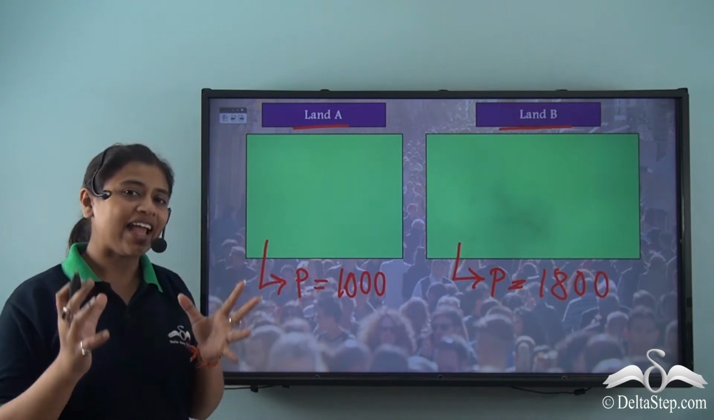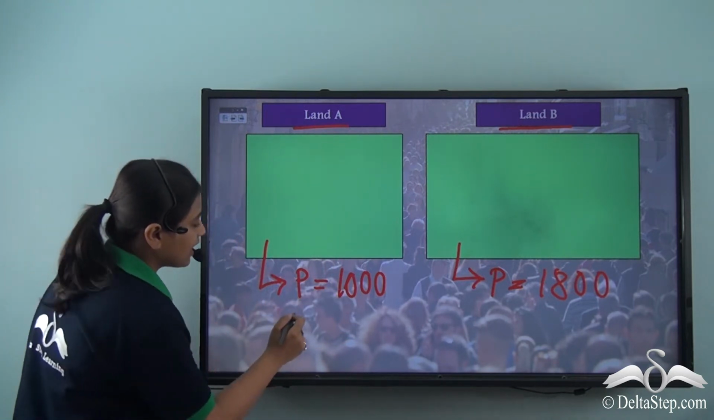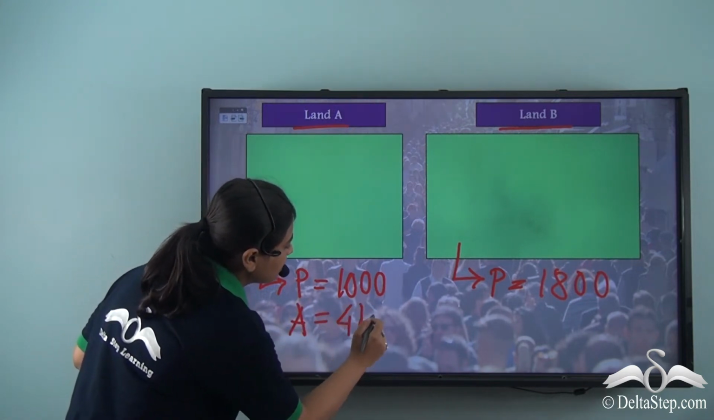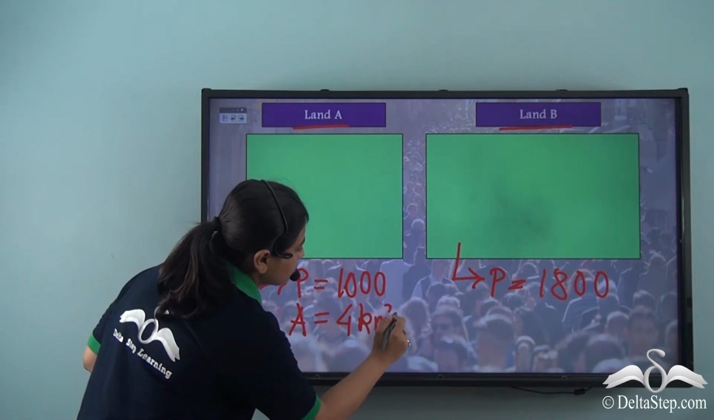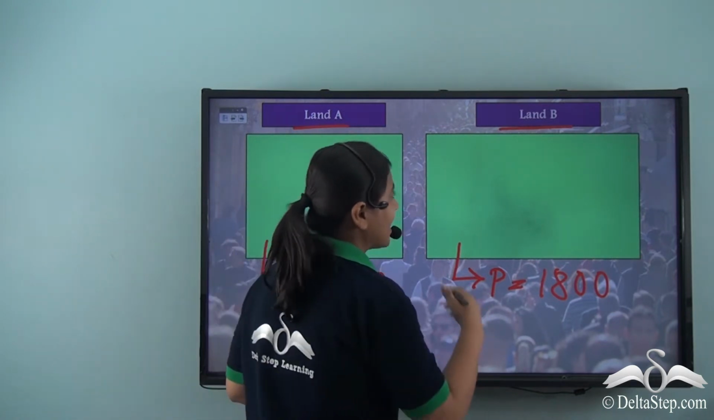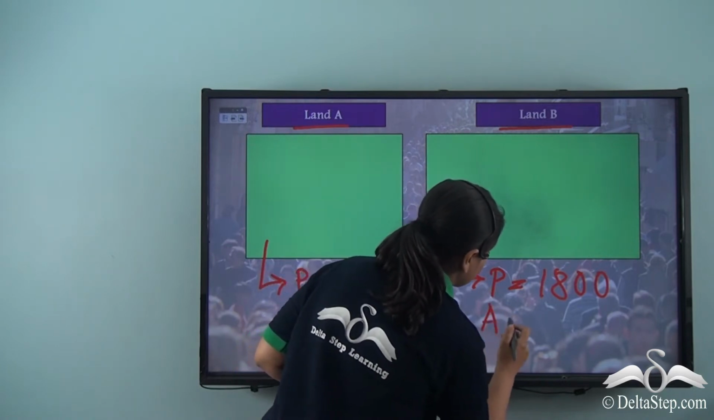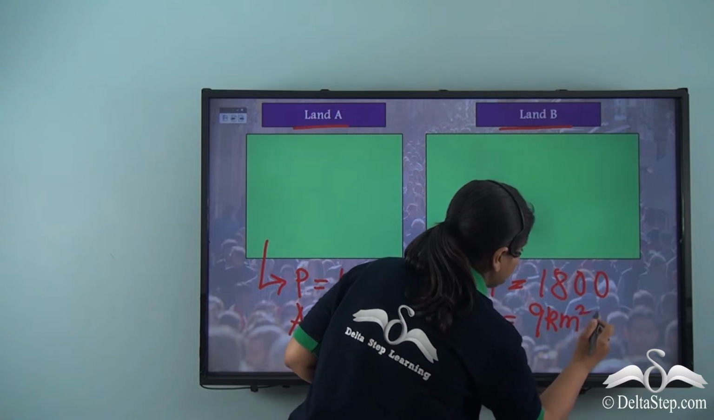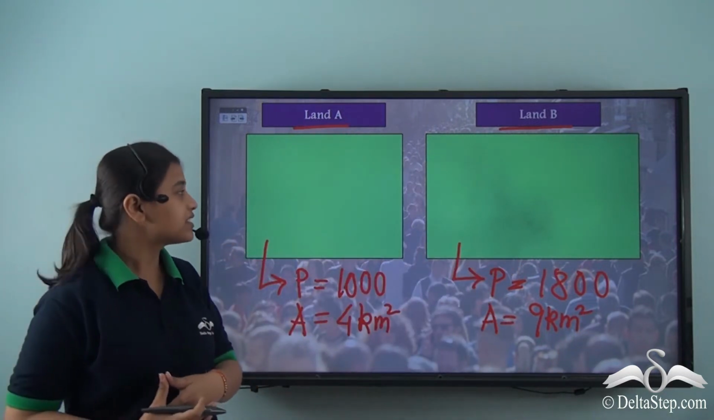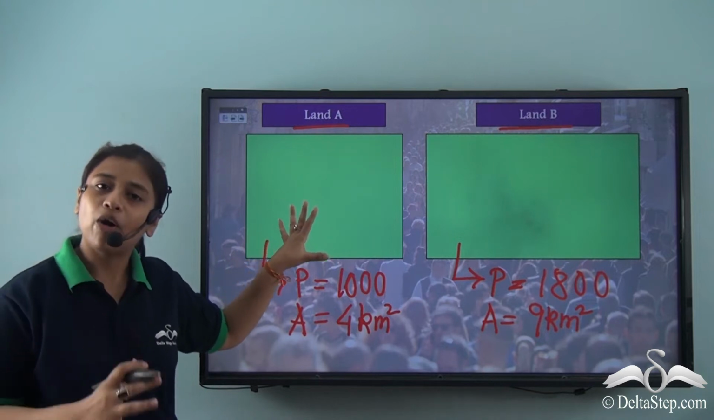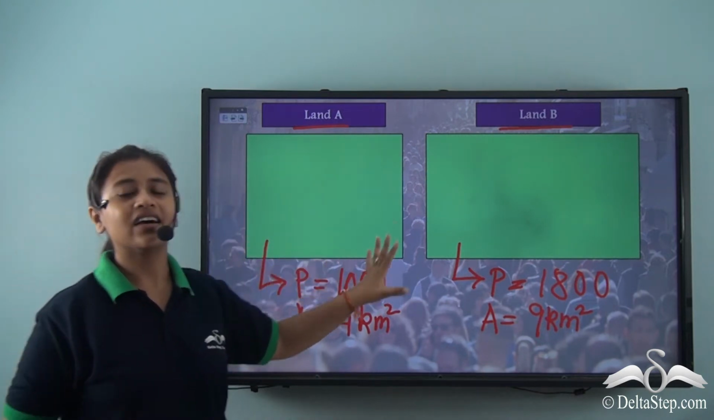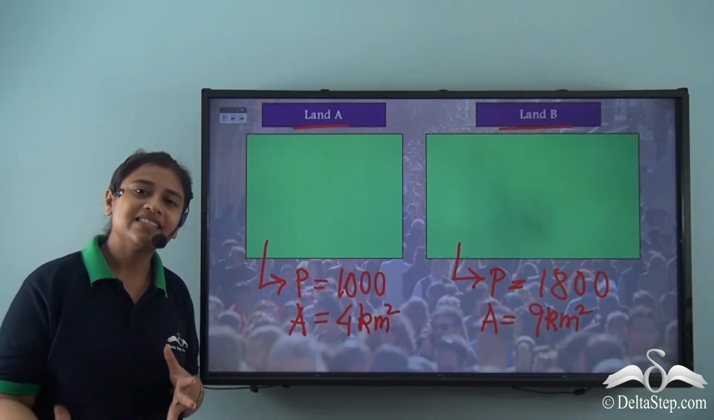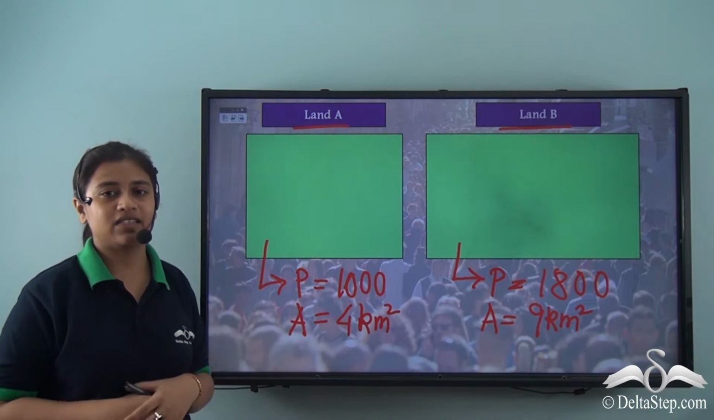Now, let's set an area for each of them. Say that the area of land A is 4 kilometers square, while the area of land B is 9 kilometers square. So, you see that the area and the population of A is less than the area and population of land B. Now, what can we tell about the density of the two land masses?